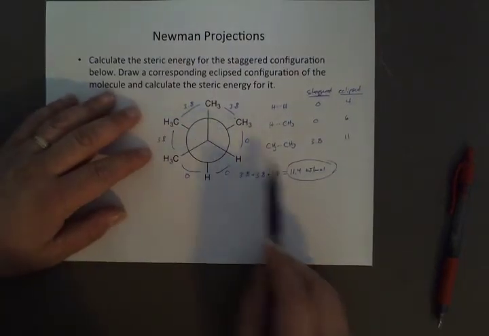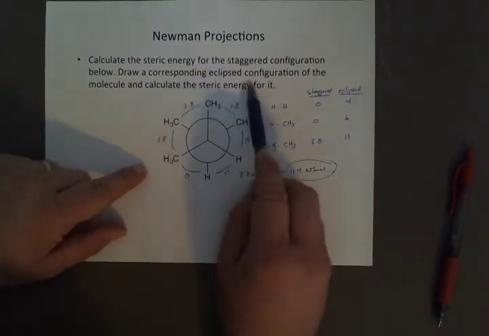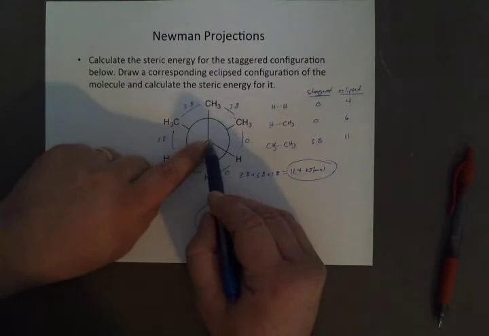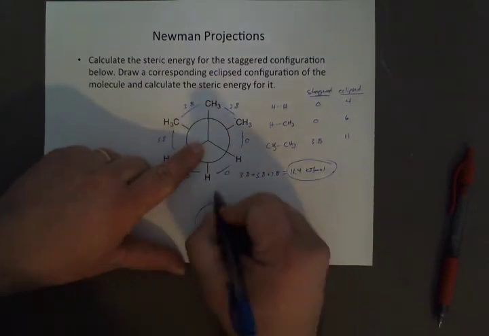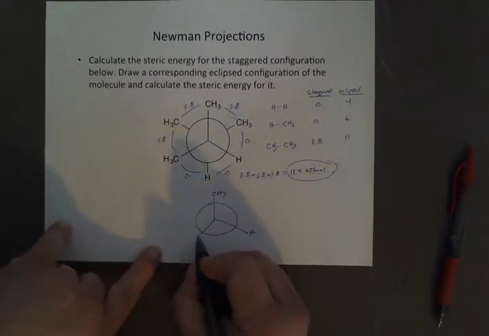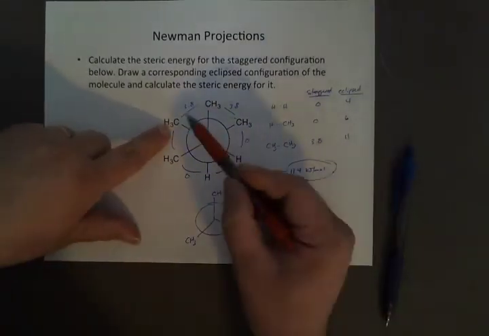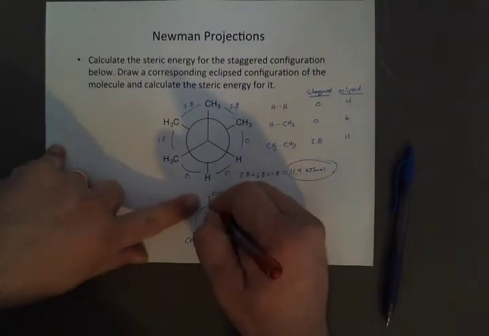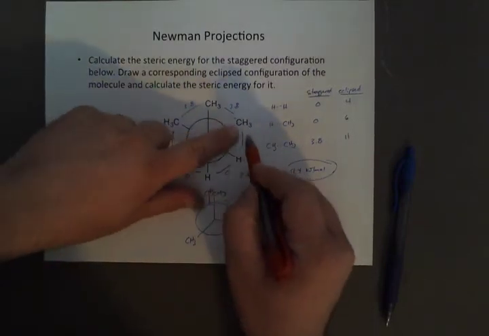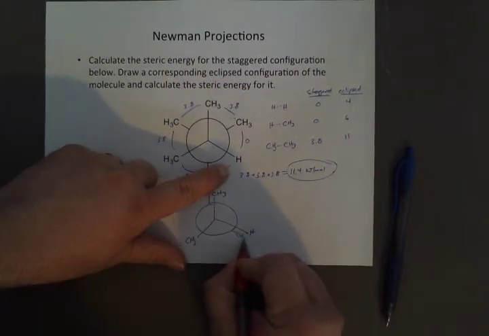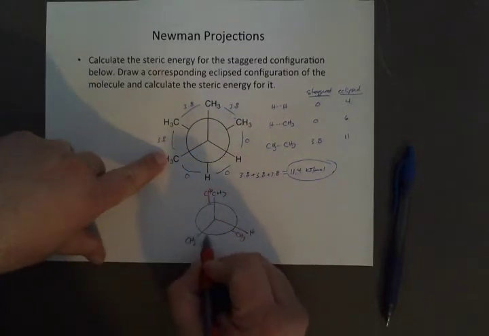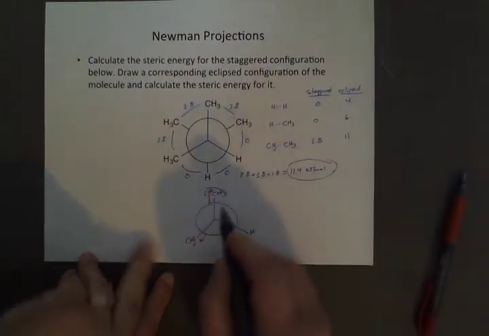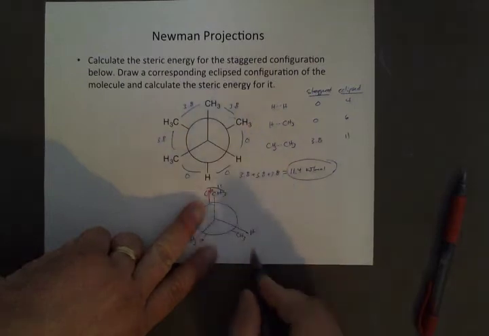Okay. Now, to draw the eclipsed configuration, what I usually do, you can do it either way, I usually keep the front where it is, so CH3, H, CH3, and then I rotate these guys 60 degrees, either clockwise or counterclockwise. It doesn't matter. So it'd be CH3. This one would come down here, CH3, and then this guy would come over here, like that.